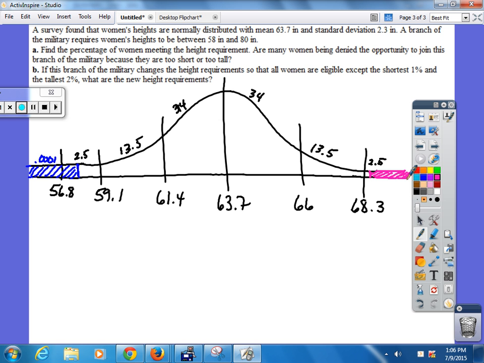And all you got to do is find what marks this point. Common sense tells you what? It's going to be above what? 68.3. What does common sense tell you over here? It's going to be about what? 57, somewhere in there?